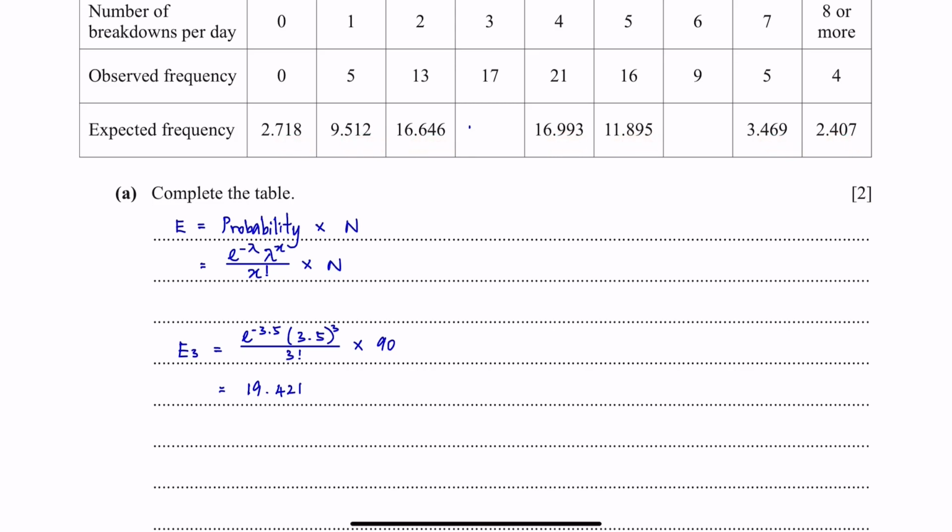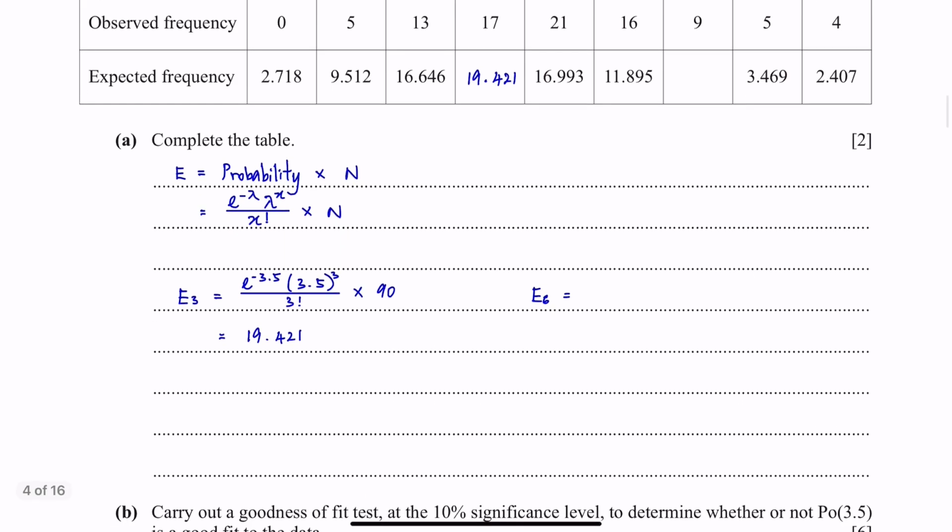So let's follow this. So we have 19.421. And for the expected frequency when x equals 6, we have e to the power of negative 3.5 times 3.5 to the power of 6 over 6 factorial times 90. So this would be 6.939. And we're done with part A.